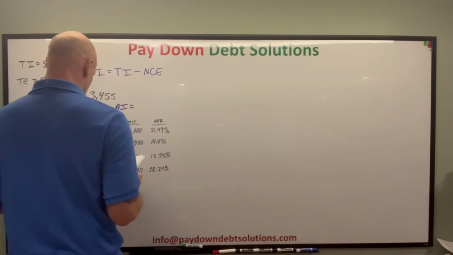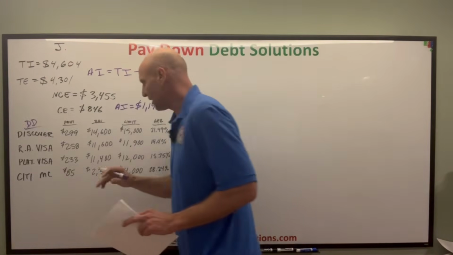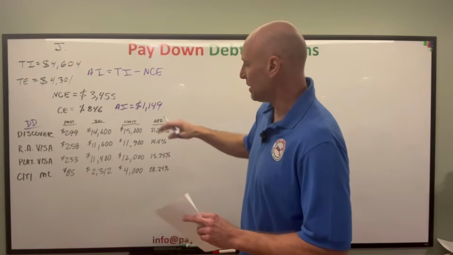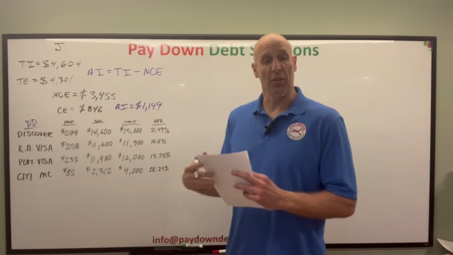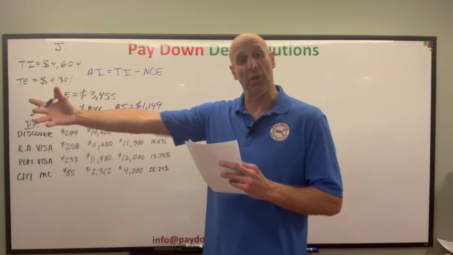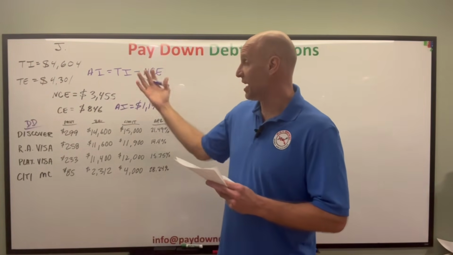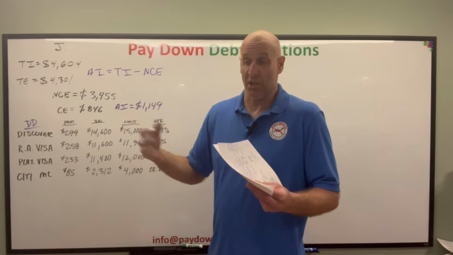equals the actuals, 1,149. And then this is a concept a lot of people struggle with. We say we add back in the payment. And what that means is Discover is going to be our debt destroyer. Normally you're holding money in your checking account. You send $299 out. You're not going to be sending a separate payment now. You're going to be taking your available income and essentially making that payment.